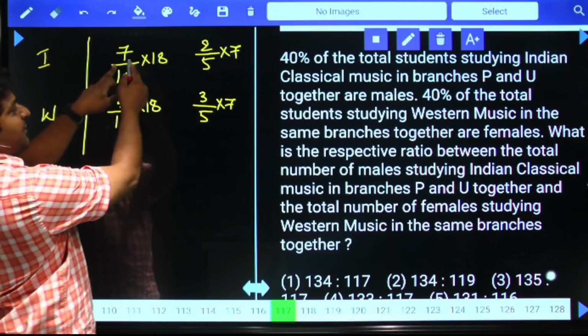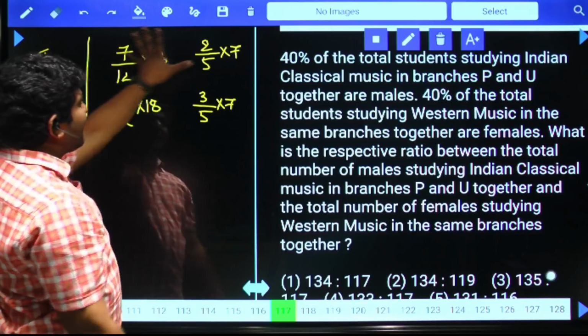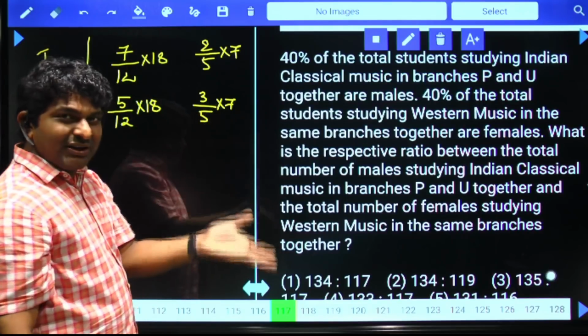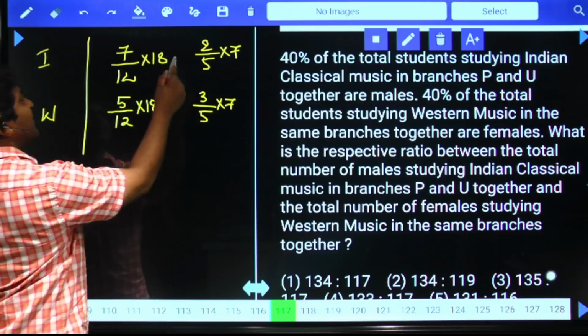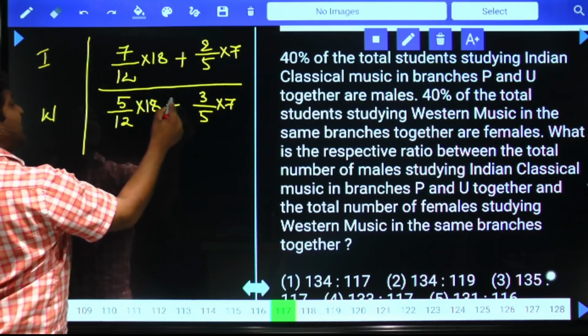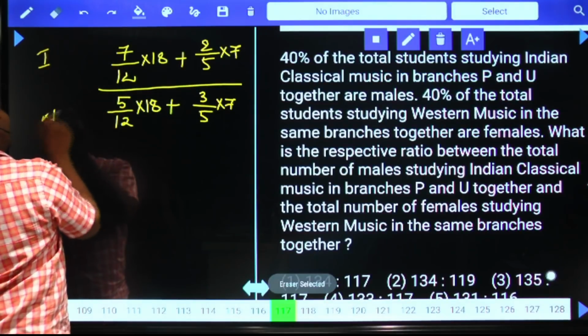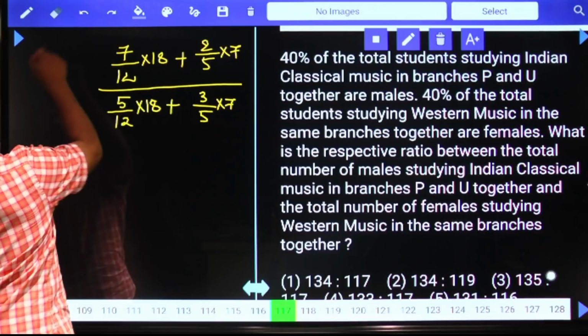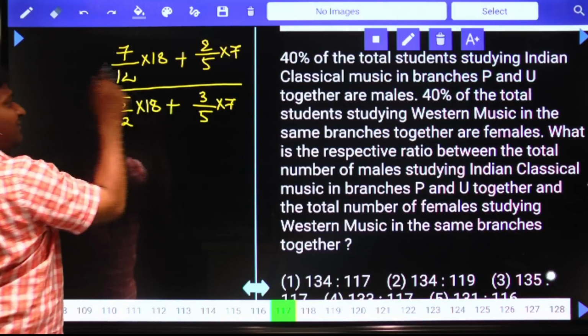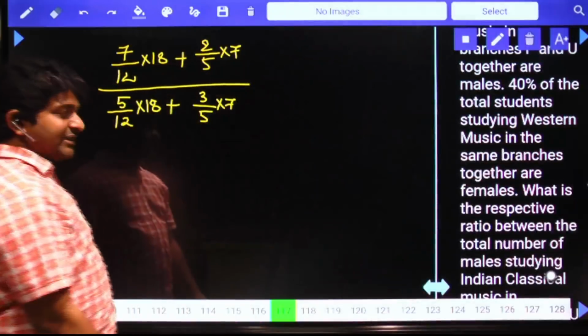Indian classic, 40% of this, 40% of this. And then female from these two. Okay. ఇక్కడ 40%, ఇక్కడ 40%, both get cancelled, so don't worry about it. Sum of these two numbers divided by sum of these two numbers. This is what we need to calculate. So to be frank, 40% of numerator divided by 40% of denominator. As they both get cancelled, we don't need to consider that.